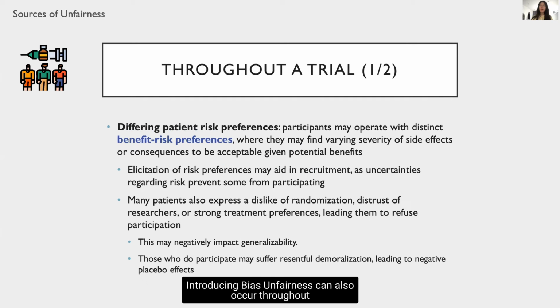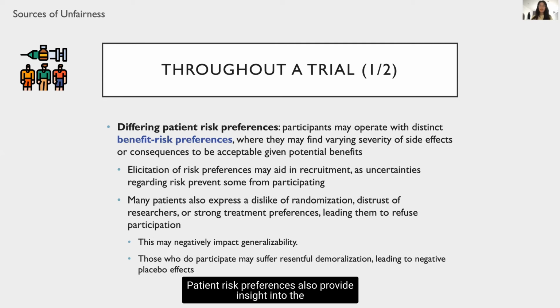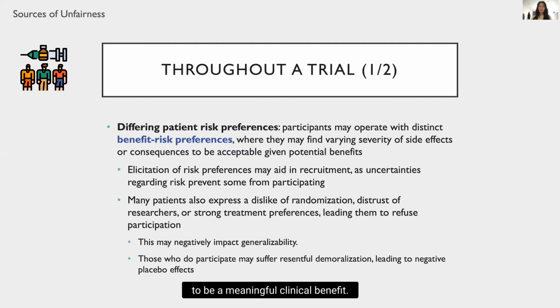Unfairness can also occur throughout a trial from differing patient risk preferences. Participants may operate with distinct benefit-risk preferences, where they may find varying severity of side effects or consequences to be acceptable given potential benefits. Patient risk preferences also provide insight into the types of treatments patients prefer, the consequences they may tolerate, and what they may consider to be meaningful clinical benefit.